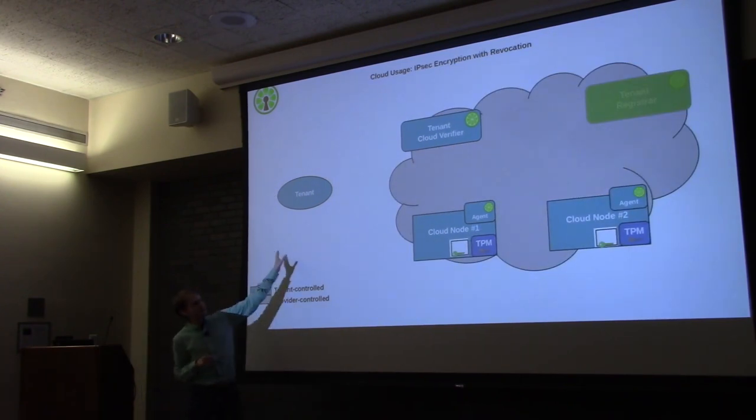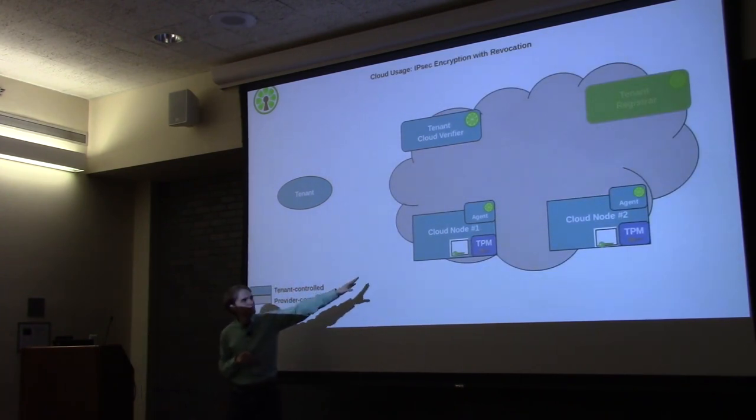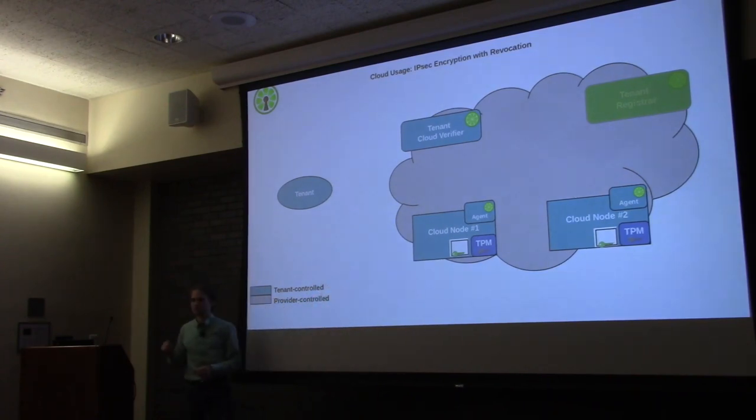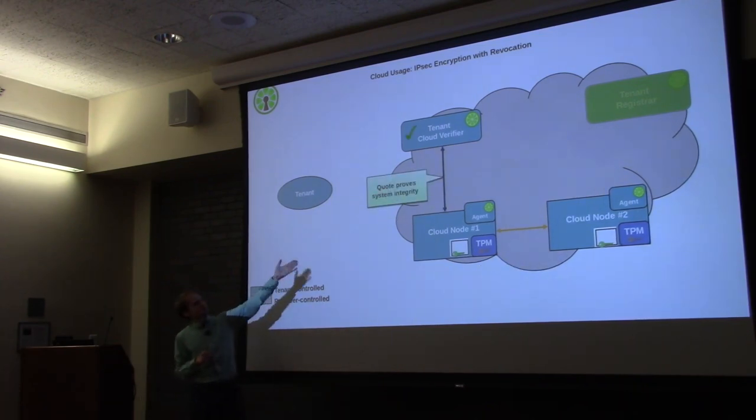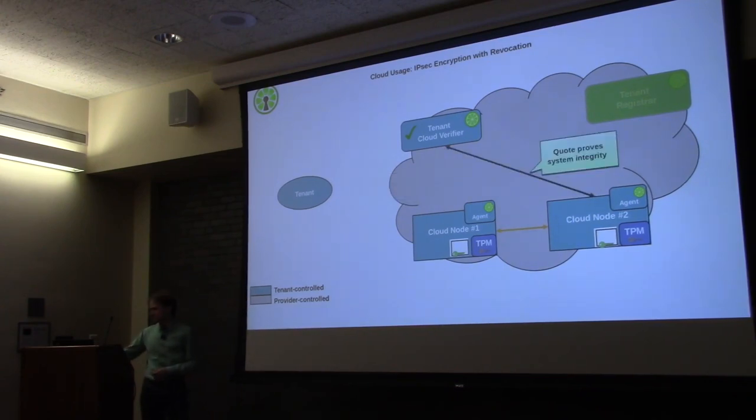So essentially, the way IPsec is going to work here, we assume we've already given over those IPsec certificates to both of the nodes. We have Cloud Node 1 and Cloud Node number 2. All right, so these nodes are allowed to communicate securely over IPsec using those certificates as they trust each other. And as before, the cloud verifier is going to check the integrity of the nodes to make sure that they're staying in a good state. So it's going to check both of them over and over again.